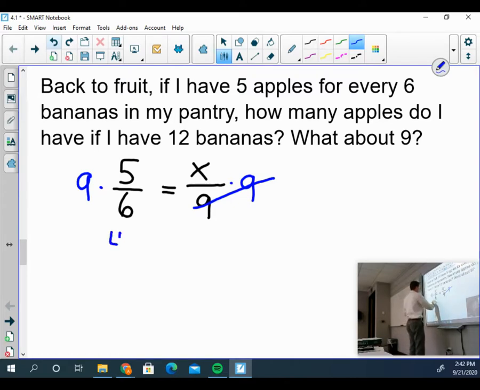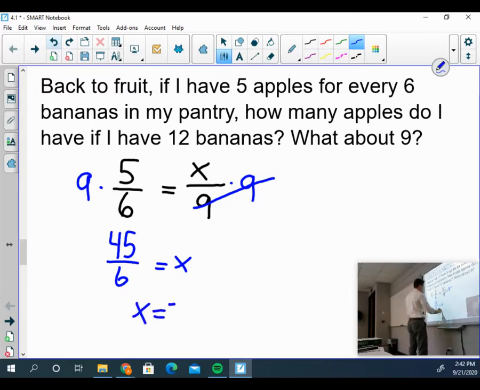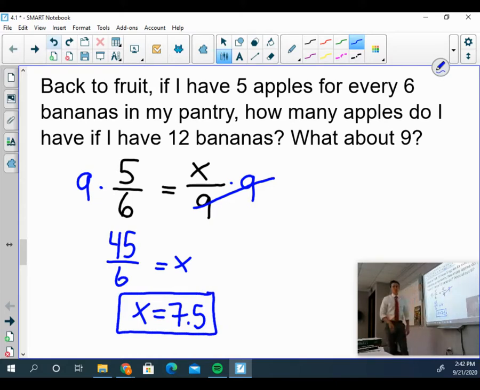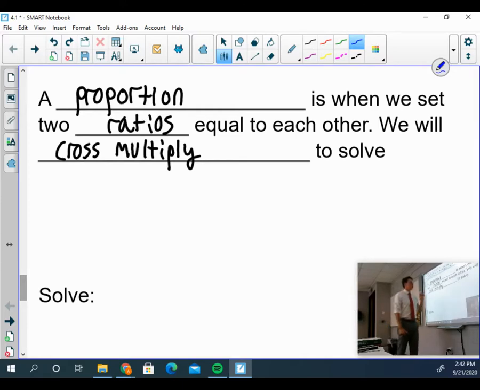9 times 5 gives me 45. And if we do 45 divided by 6 in the calculator, we get 7.5. So theoretically, if I have 5 apples for every 6 bananas, then I would have 7.5 apples for every 9 bananas. Maybe I cut one in half and add some apple slices. Okay? But the point is, while a nominal example, a proportion is when we set 2 ratios equal to each other. We will cross multiply to solve these. Let's look at a couple more examples.